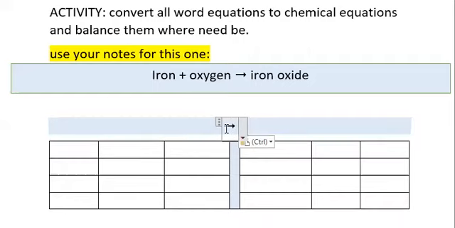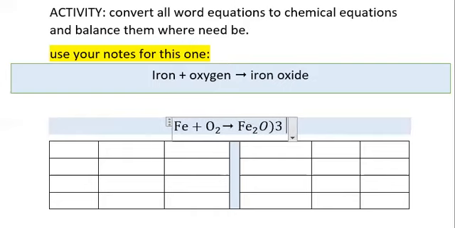So the first one there is iron plus oxygen, which gives me iron oxide, right? Iron oxide is a compound formula which you have to know by heart, all right? And so we know that iron is Fe, plus oxygen on its own is O2 because it's diatomic, and then it will be Fe2O3. That is the chemical formula for iron oxide.